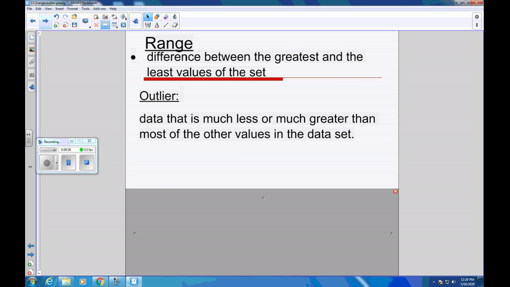An outlier is data that is much less or much greater than most of the other data in the set. So if we had 1, 3, 5, 2, 4, 64, right? 64 is an outlier. It's way out there. It doesn't correspond with the rest of our data.